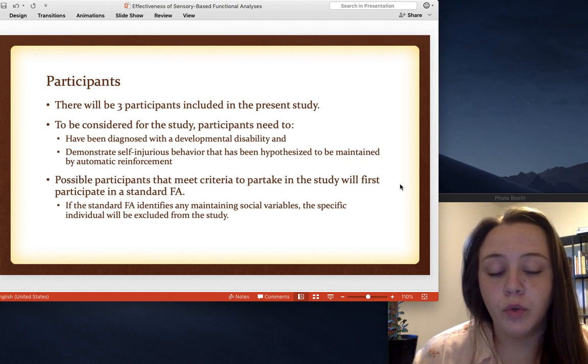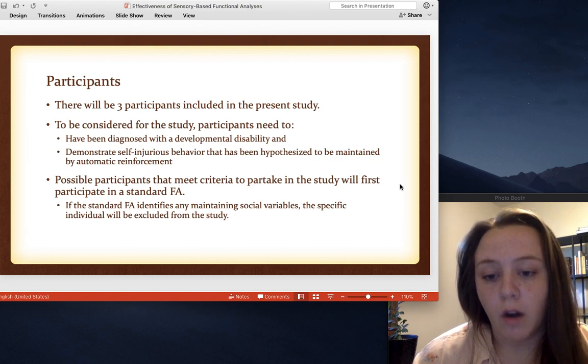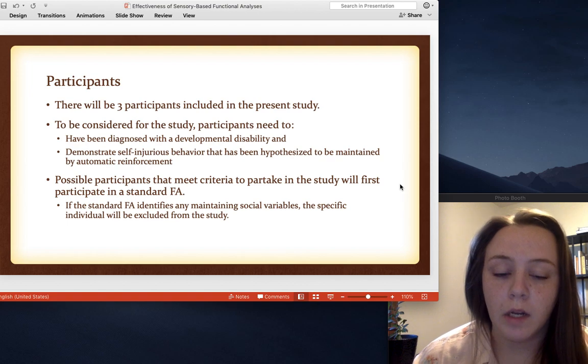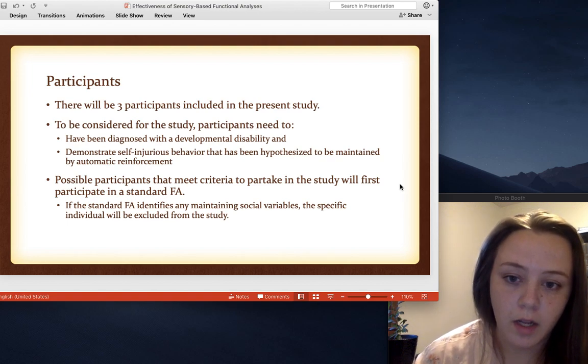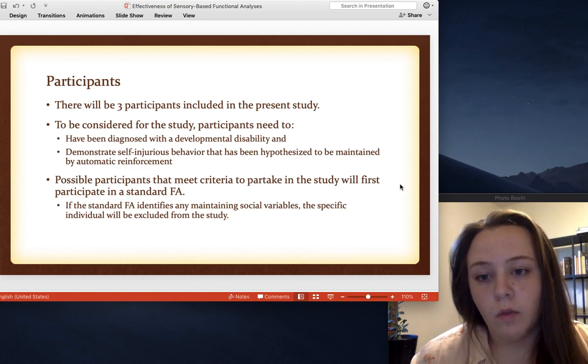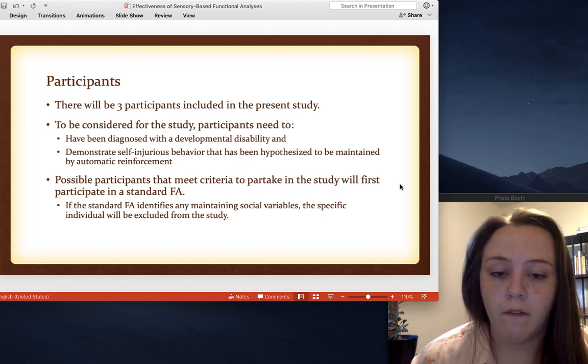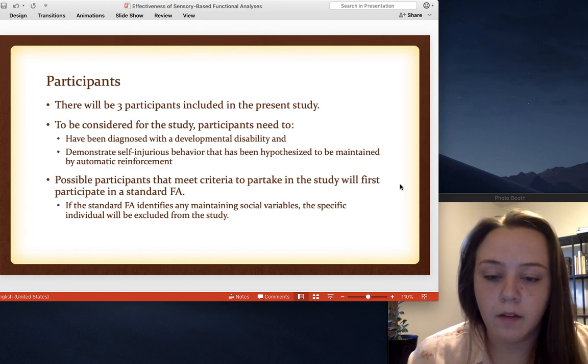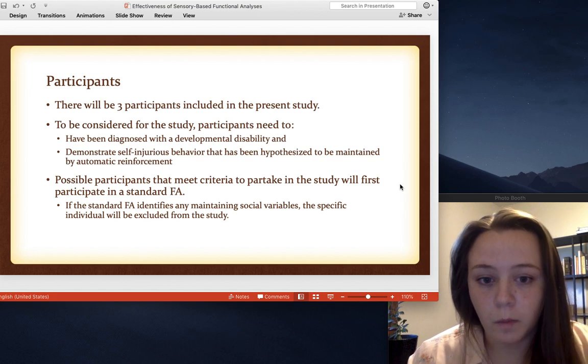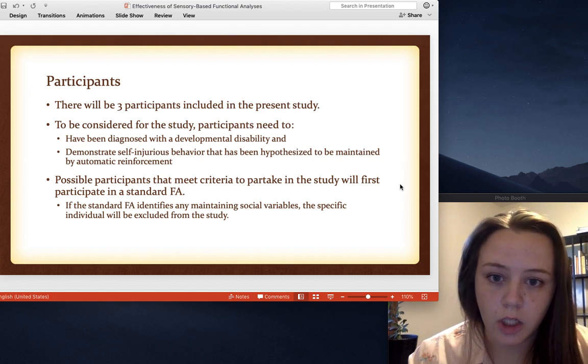If they were to find that there are social variables that are maintaining that self-injury, then we would exclude this individual from the study and ensure that we had 3 participants who had the automatic function or automatic reinforcement as a function. And I will explain this FA in the procedure section.